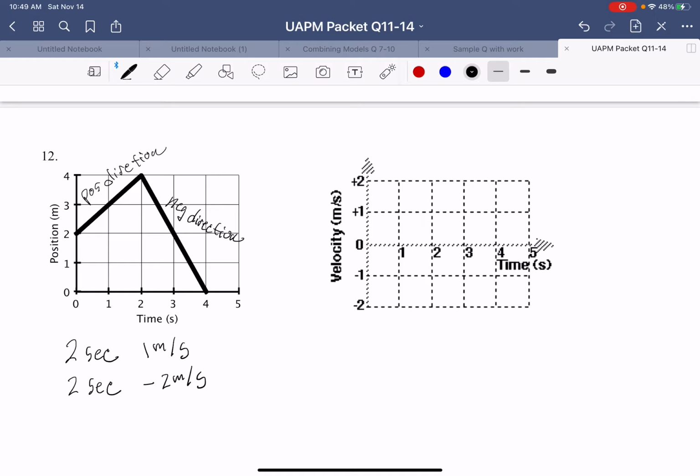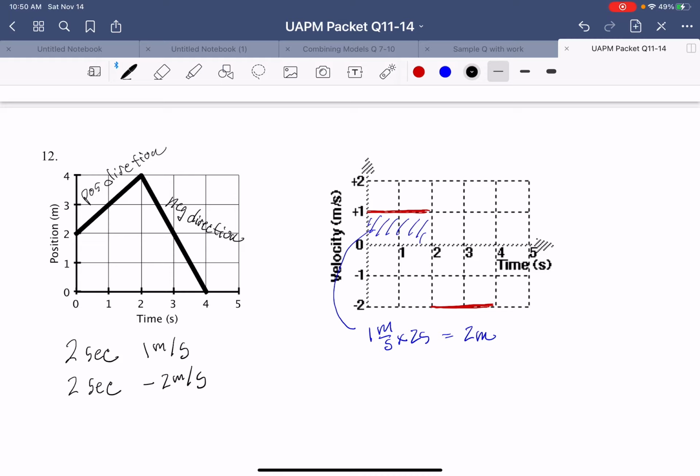So let's put this over on the velocity time graph. For the first 2 seconds, I'm moving at 1 meter per second. And for the next 2 seconds, I'm moving at negative 2 meters per second. All right. So let's find the displacement from the velocity time graph first this time. Again, remember, it's the area from the curve to the horizontal axis. So this area right here is 1 meter per second times 2 seconds. So that's 2 meters.